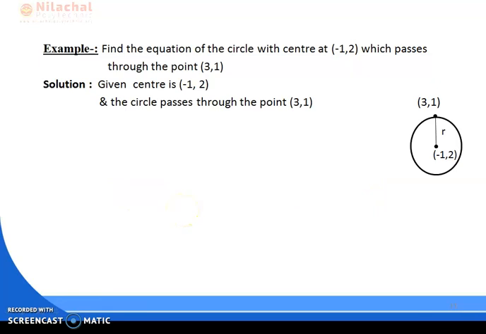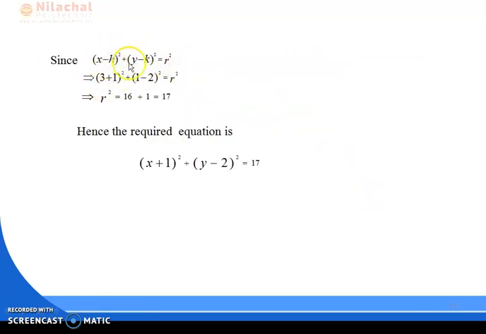Find the equation of the circle with center at (-1, 2) which is passing through the point (3, 1). That means the given center is what? Here the center is (-1, 2), so the x coordinate is -1 and the y coordinate is 2. And a random point is given on the circumference of the circle, this is (3, 1). Then by the definition of the circle, this distance must be the radius. So if the center is given and the circle passes through the point, we need to find r. How do we find r?